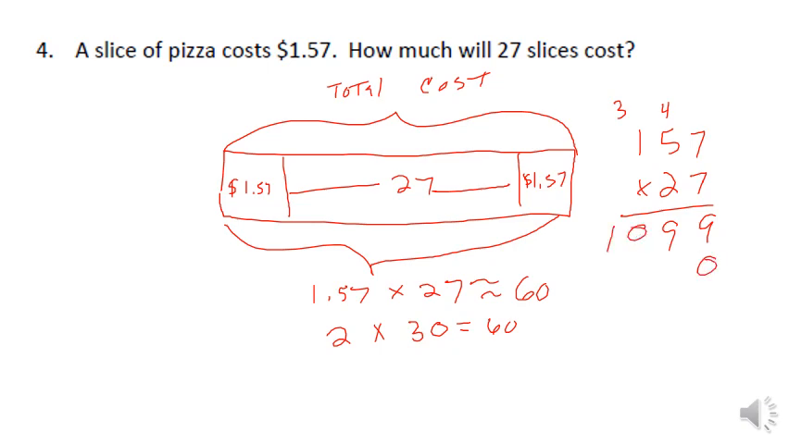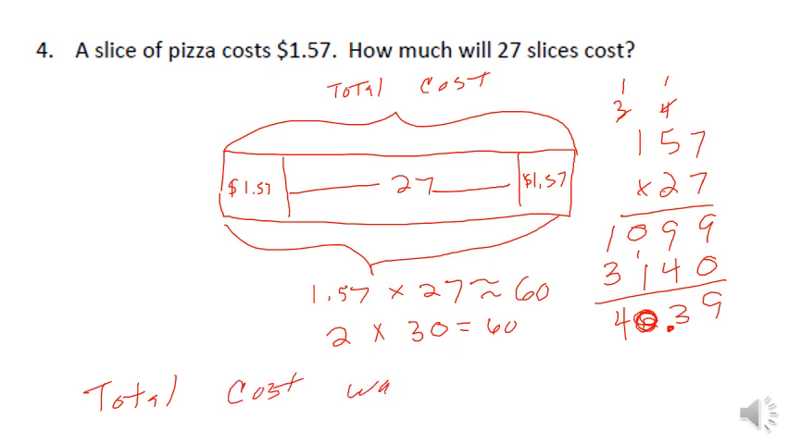Put our placeholder in here so we can multiply by 2 instead of 20. 2 times 7 is 14. Carry 1. 2 times 5 is 10, and 1 is 11. Carry 1. 2 times 1 is 2, and 1 is 3. Add up our partial products, and we see we have 4,039. But we know our estimate was 60, so the only reasonable one would be 40.39. So the total cost was $40.39.